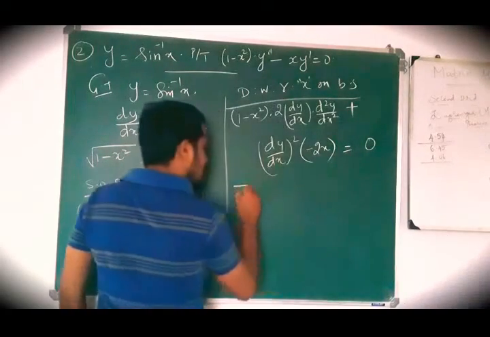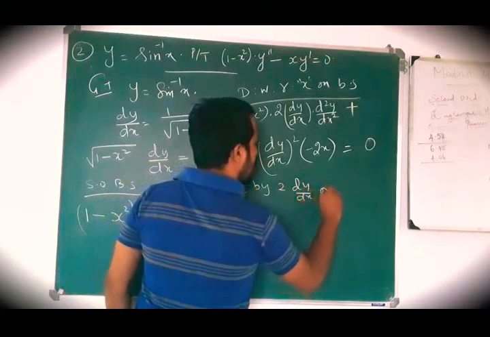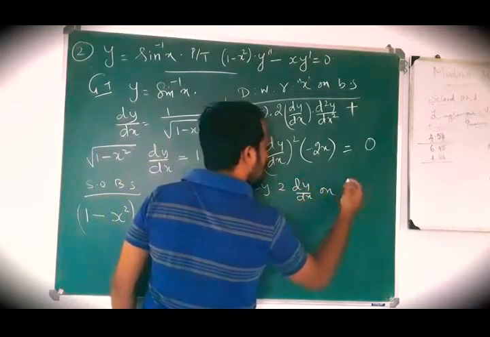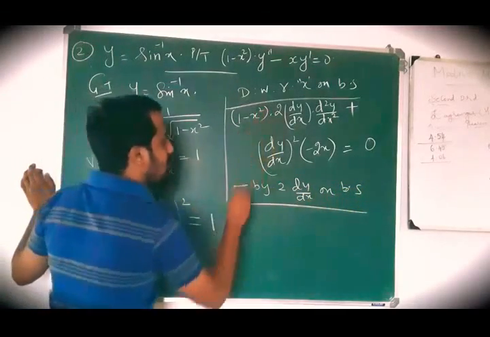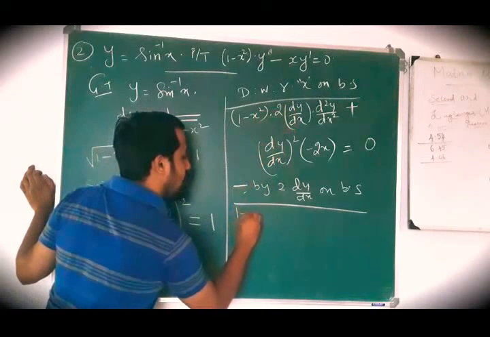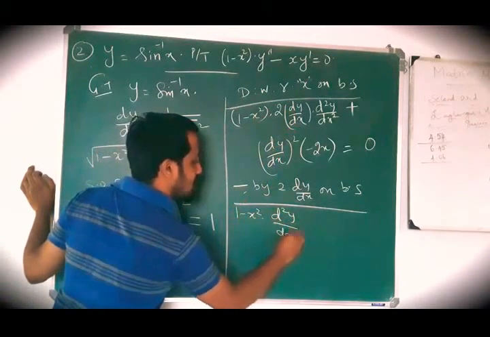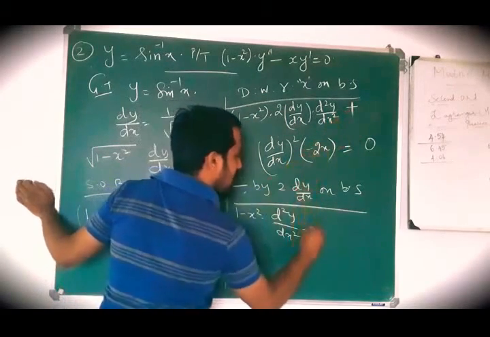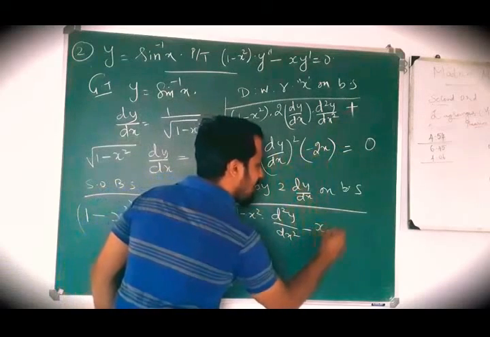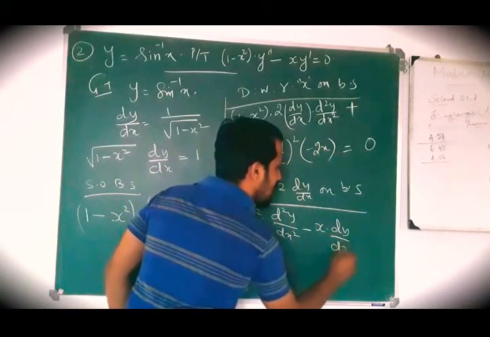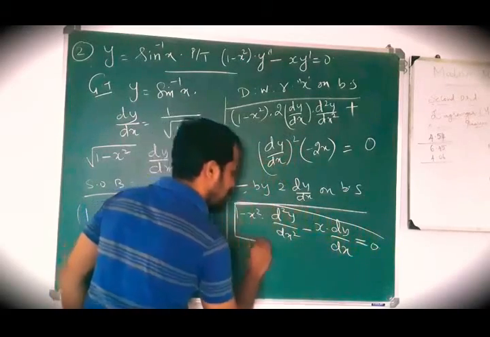Now same concept, dividing by 2 dy by dx on both sides. What you will get? 2 derivatives will be cancelled. So 1 minus x square into d square y by dx square. Minus will come minus. 2 will be cancelled. d by dx, 1 d by dx will be cancelled. So remaining minus x into dy by dx is equal to 0, which is the required result.